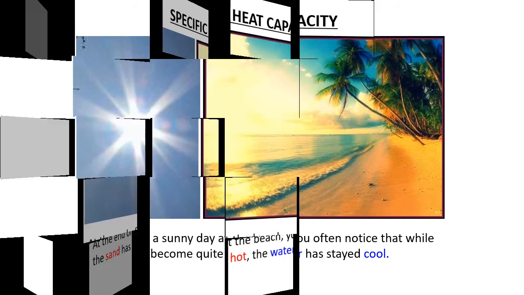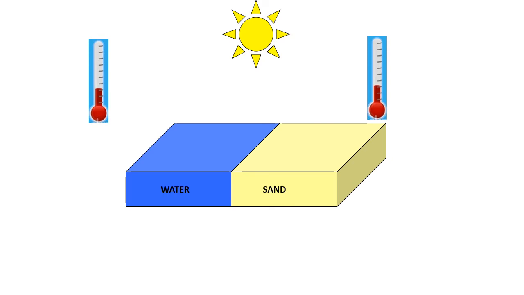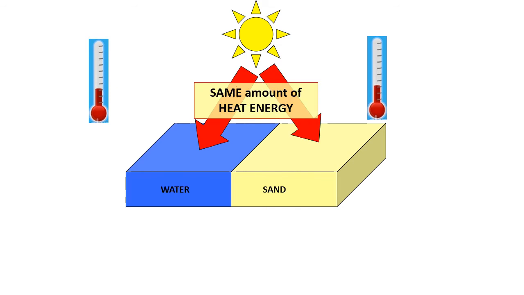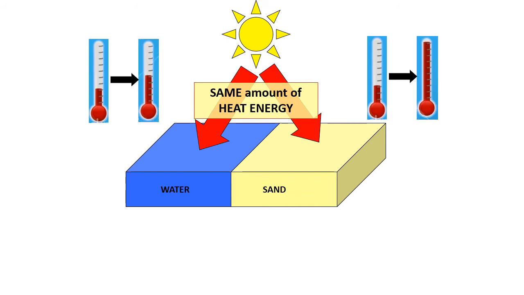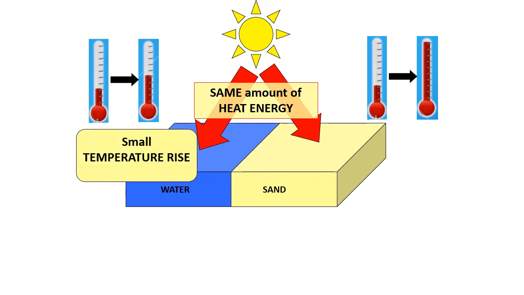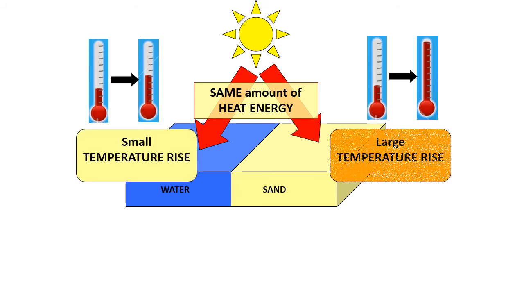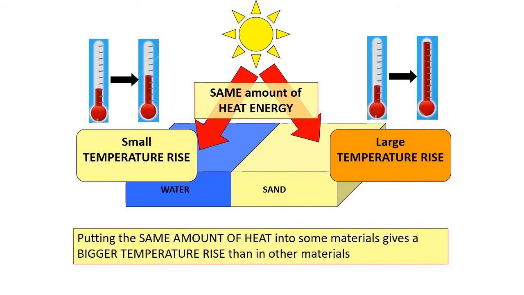If we consider this in more detail, we can see the sun is providing heat to water and sand at the same time. The same amount of energy is absorbed by both water and sand, but the temperature rise for each is different. Sand is much hotter than water. So there is a small temperature rise in water and a large temperature rise for sand.